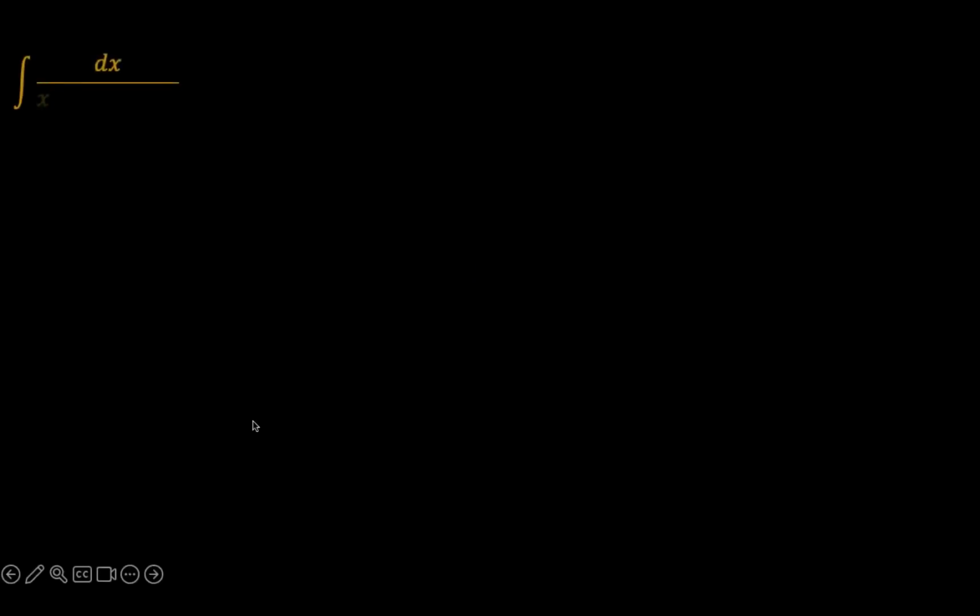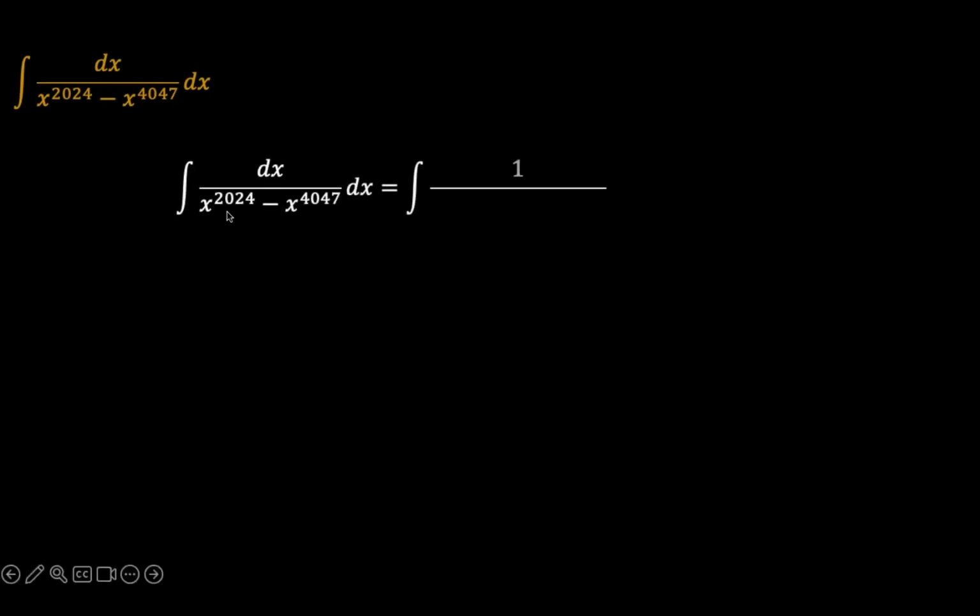So now on to this problem. The problem really involves splitting it into partial fractions. And the first step would first of all be to factorize the denominator. Since x to the power 2024 is common to both of these terms, we can pull that out. And so now we have x to the power 2024 times 1 minus x to the power 2023.